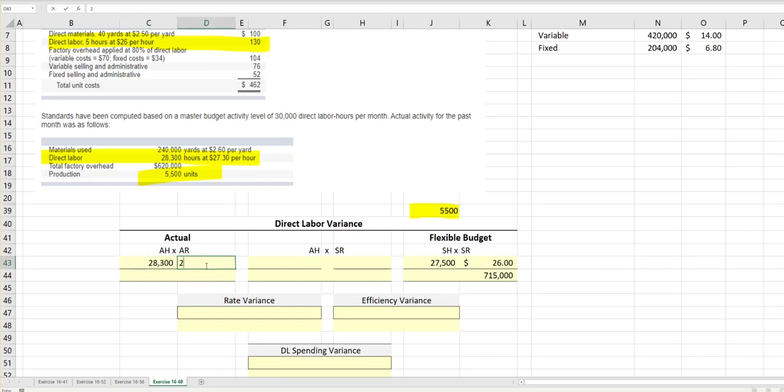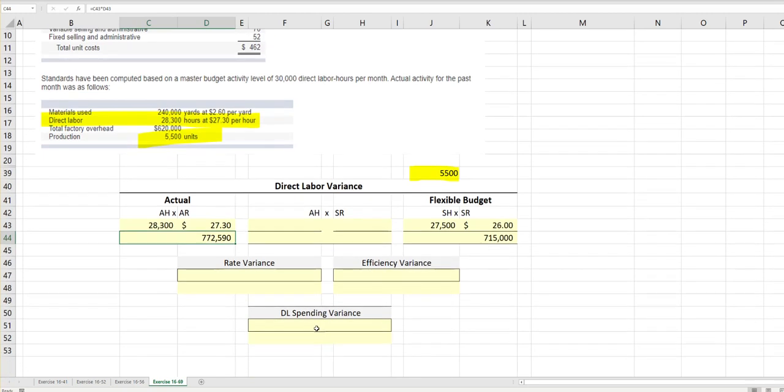We paid our employees $27.30 per unit for a total of 28,300 times the 27.30. We spent a total of $772,590. So our variance is the difference between the 772 and the 715. We spent an extra 57,000. We have an unfavorable variance.